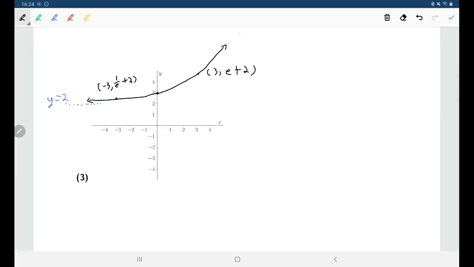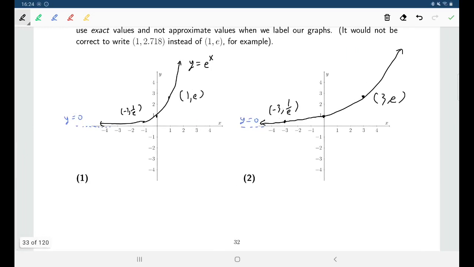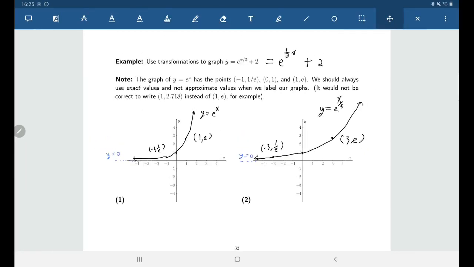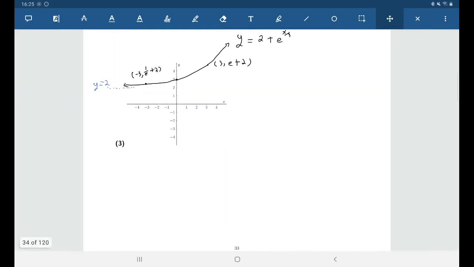And the only thing left for me to do is just to label my graphs. So the one graph, y equals 2 plus e to the power of x over 3. And this one I didn't label. y equals e to the power of x over 3. There we go. So now I've got my graphs all nicely labeled and with all the important points plotted, as well as the horizontal asymptote also plotted.